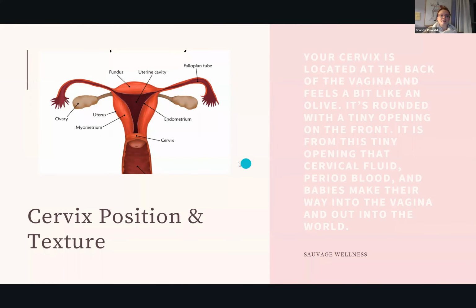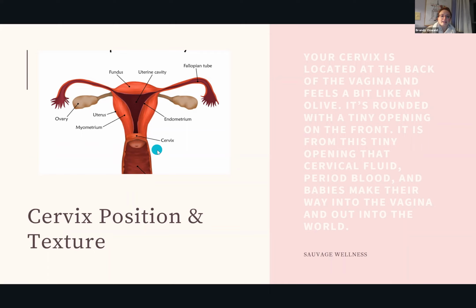Cool. Cervix position and texture. So the cervix is located at the back of your vagina. This is your vaginal canal. This is where your menstrual cup goes. This is where your tampon goes. This little guy is your cervix. It looks like an olive, right? With a little opening on it.